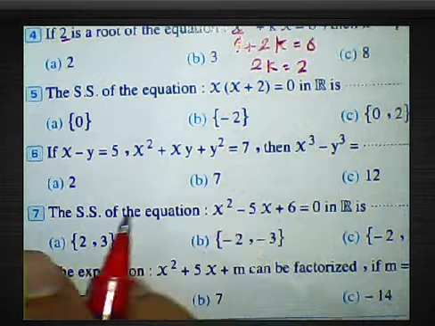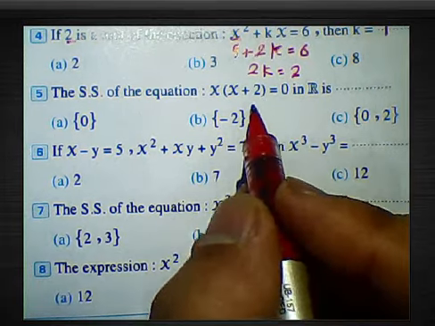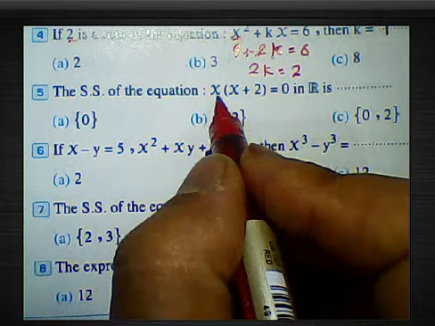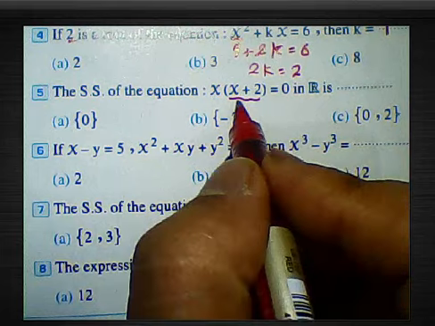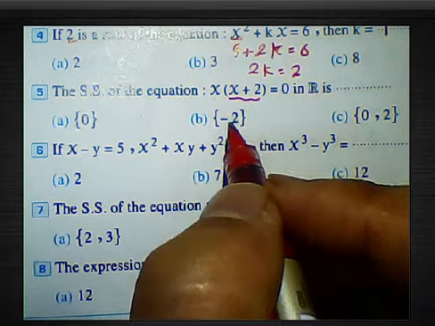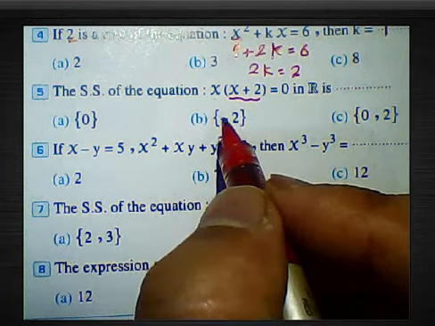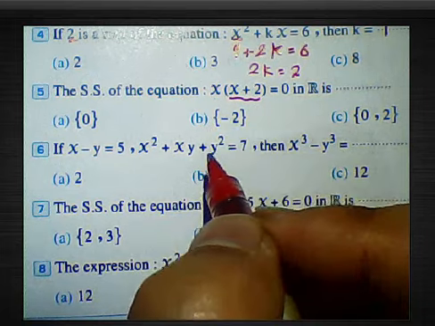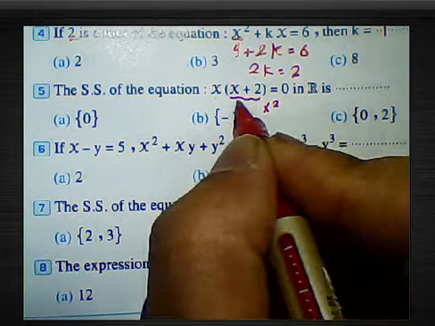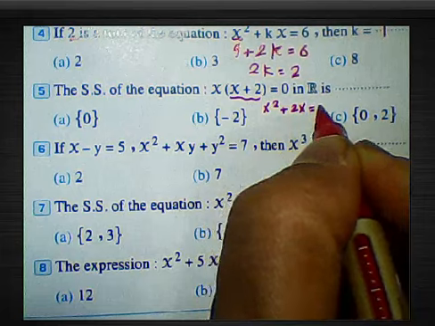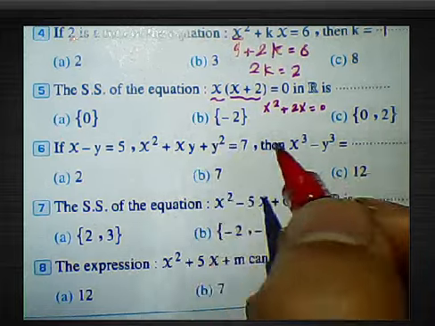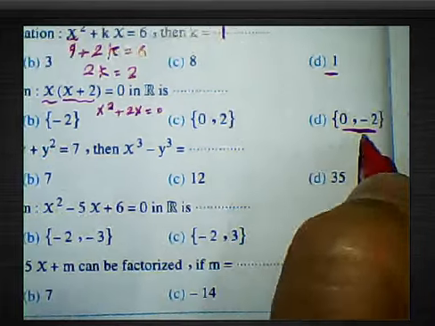Question number 5. The solution set of the equation x times x plus 2 equals 0 in R equals what? We have x equals 0 or x equals negative 2, because 0 times this expression will be 0. And if we put negative 2 here, negative 2 plus 2 equals 0. The solution set will be 0 and negative 2. You can solve this example by another method, by multiplying: x power 2 plus 2x equals 0, and factorizing again, the result will be x equals 0 and negative 2.